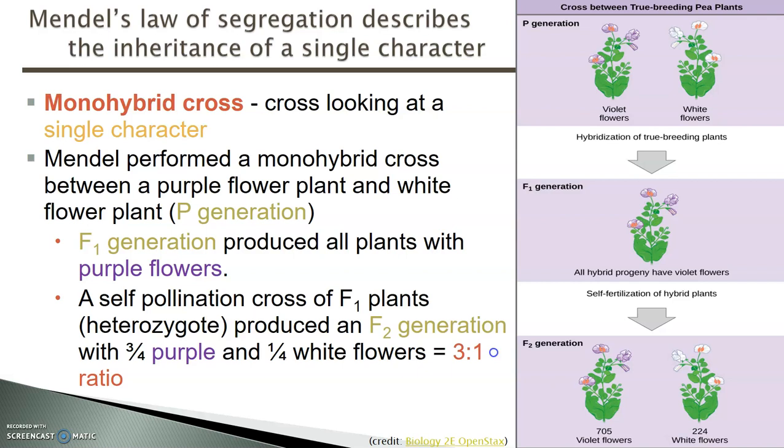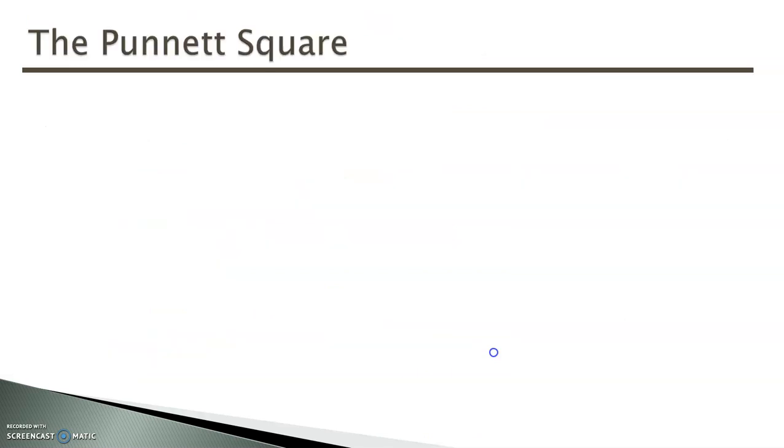So we started with a dominant phenotype mating with a recessive phenotype, and we had all dominant babies. Then we allowed those to mate with themselves, essentially like they were self-fertilizing, self-pollinating. And we created some dominant and some recessive in a 3-to-1 ratio. Now we can use this information to hypothesize what should happen as we move into other experiments, which means we've got to talk a little bit about the Punnett square.